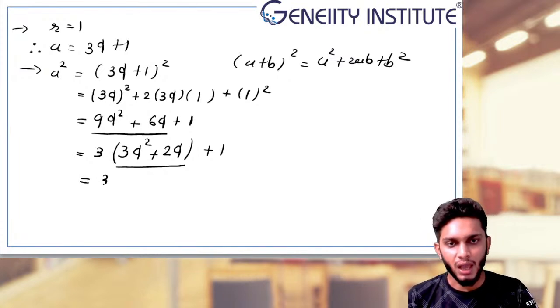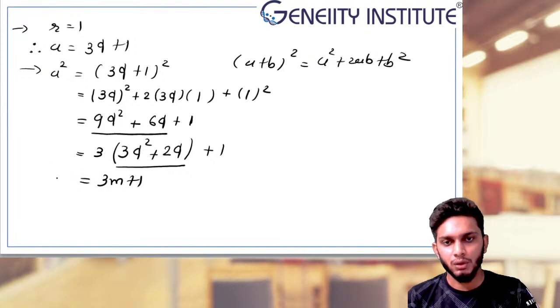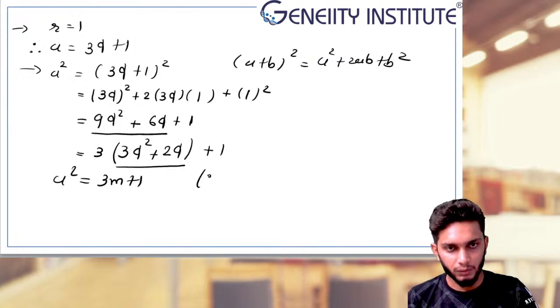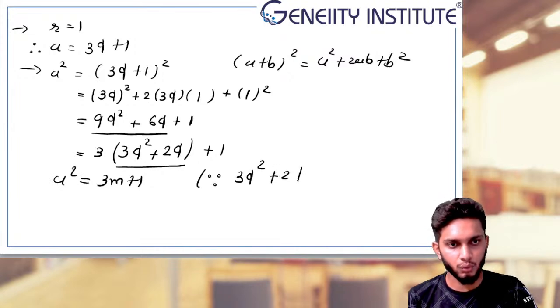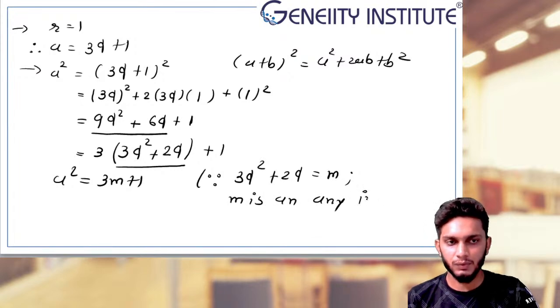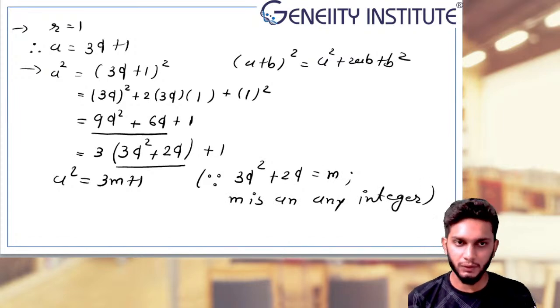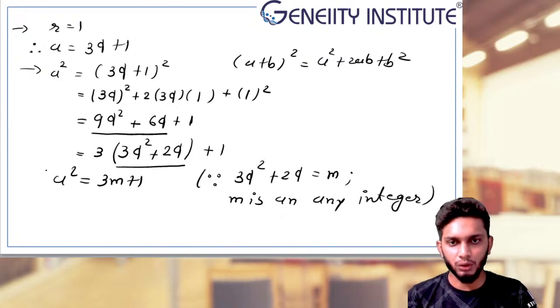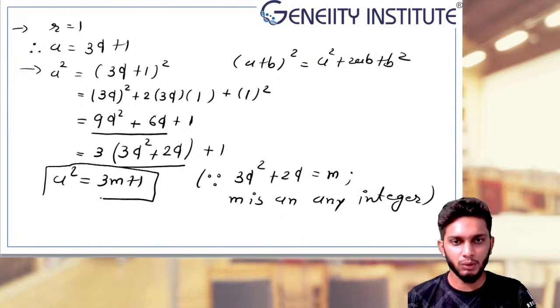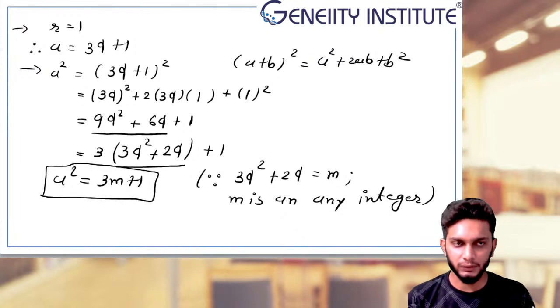So 3m plus 1, where 3q square plus 2q is equal to m, where m is any integer. So we got this another form: square of a number is in the form of 3m plus 1.